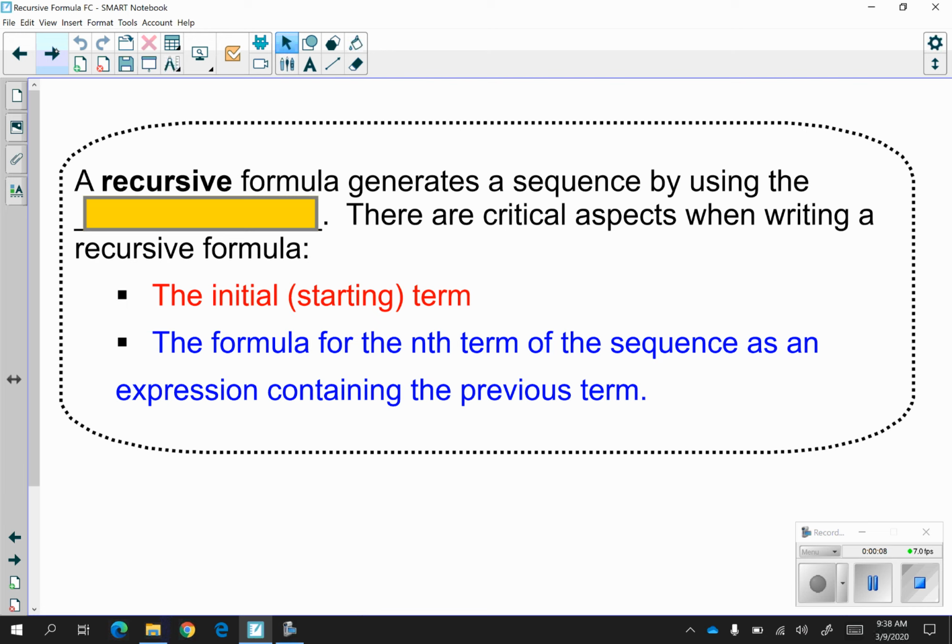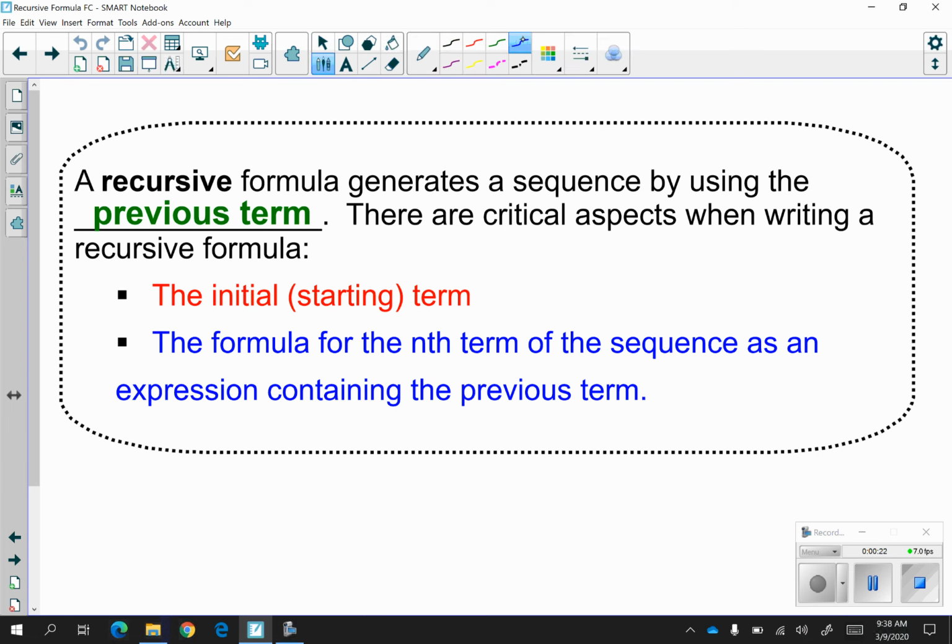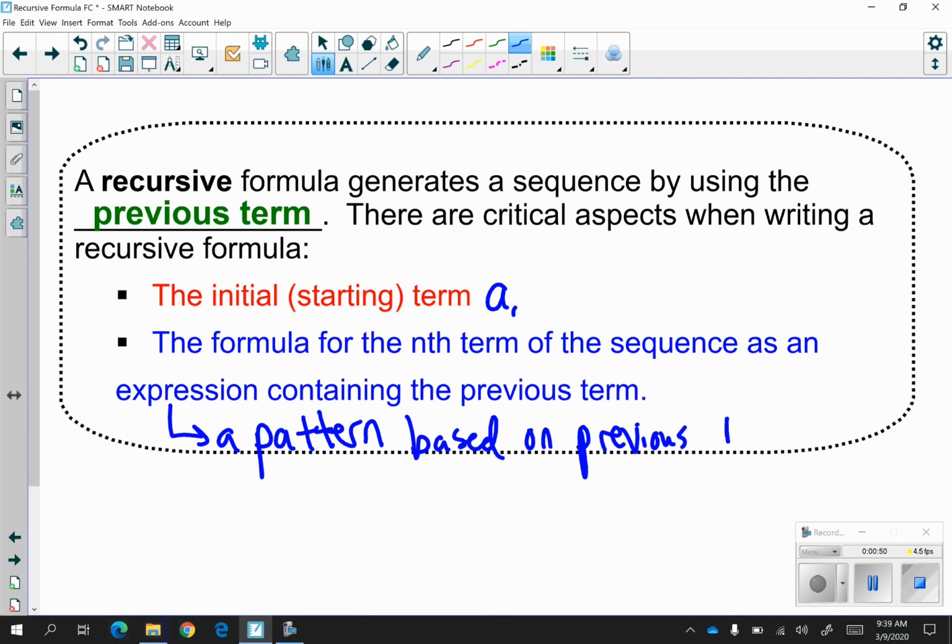So a recursive formula generates a sequence by using the previous term, and there are critical aspects when writing a recursive formula. It needs two things: the initial starting term, which we know to be a sub 1, and it also needs the formula for the nth term of the sequence as an expression containing the previous term. So what this is saying is just a pattern based on the previous term. For example, did you add 2 to the previous term to get the next? Did you multiply by 3 from the previous term to get the next?